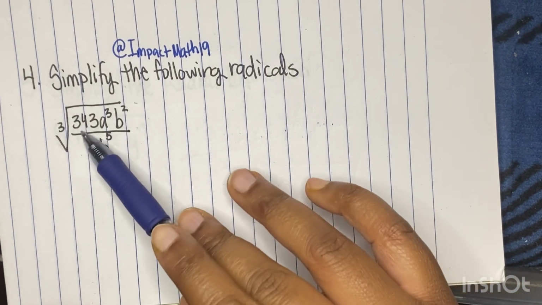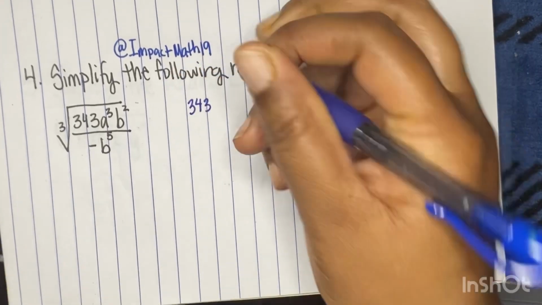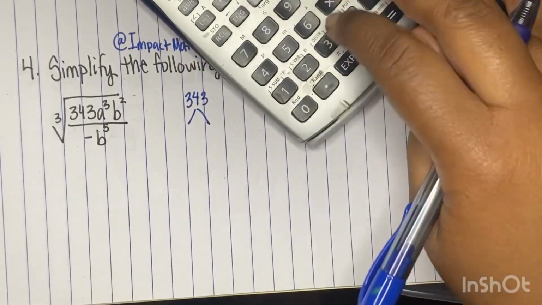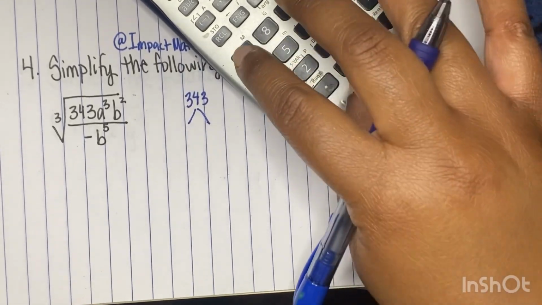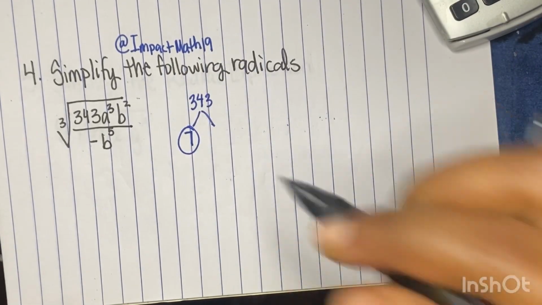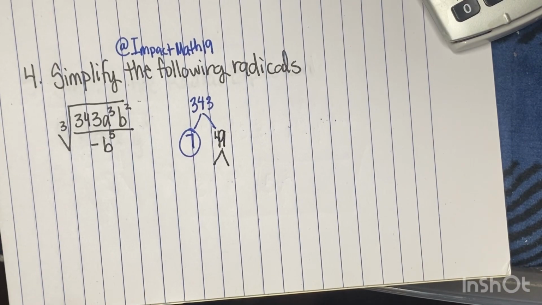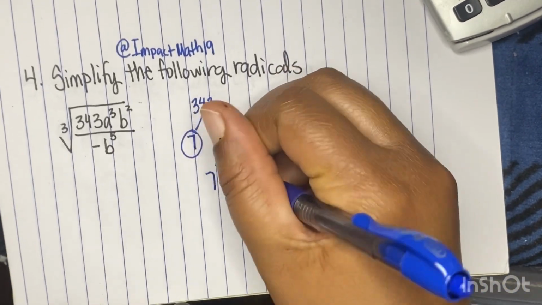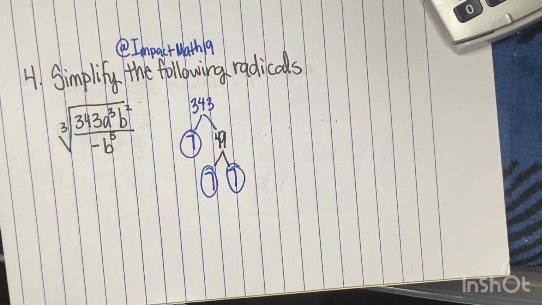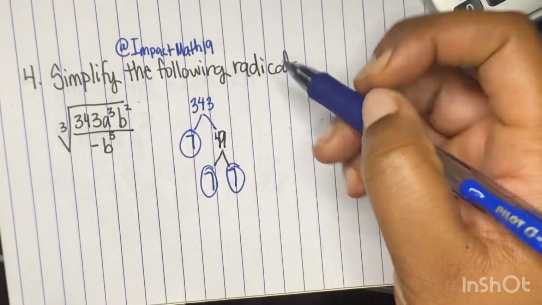So I'm going to start with breaking down this 343. I'm asking myself, what times what gives us 343? And so we can do 343 divided by 7. And so we go do 7 and then 49. And then we ask ourselves, what times what gives us 49? Well, 7 times 7. And both of these are going to be prime. So that's why we're circling them. And then, let's just start there.